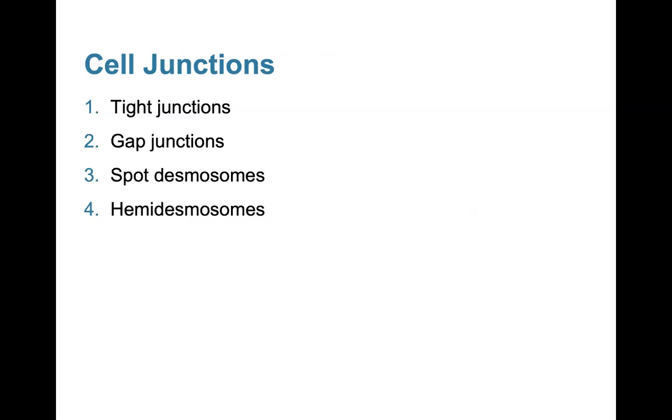Now, epithelial tissues, because they form barriers, are going to have various types of cell junctions. You're going to have primarily what we call tight junctions, which are going to be held together by spot desmosomes. I like to think of the spot desmosomes as sort of like little welds holding the tissue together.